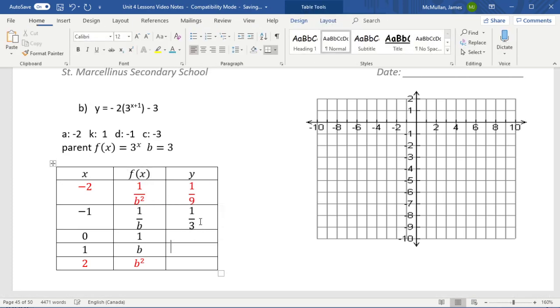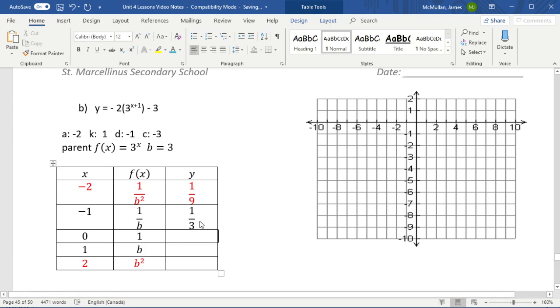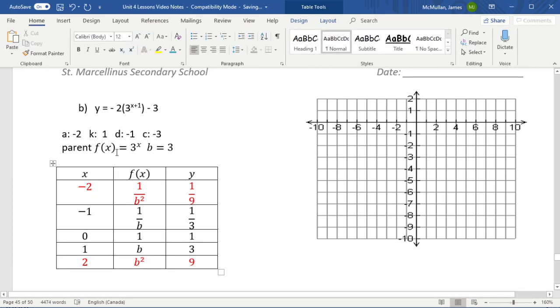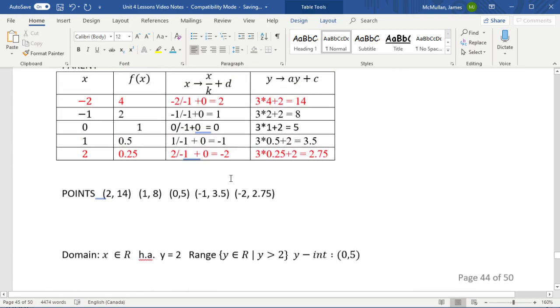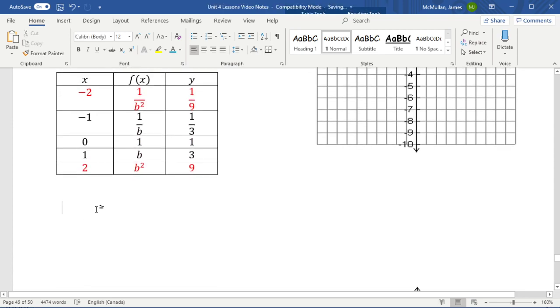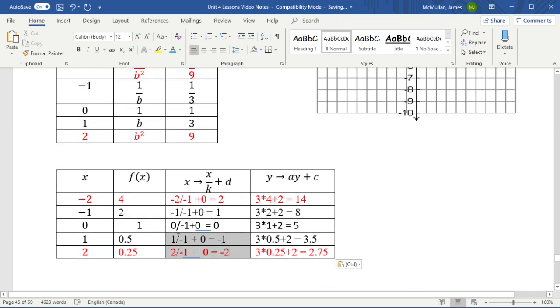1 over 3 squared is 1 over 9. Then you have 1 over 3. Here you always have 1, because anything to the power of 0 is always 1. Here you have 3, and here you have 9. Okay, so those are the points on the parent that we're going to work with. Now when you go to transform these points, you just draw a table while I delete all this stuff.